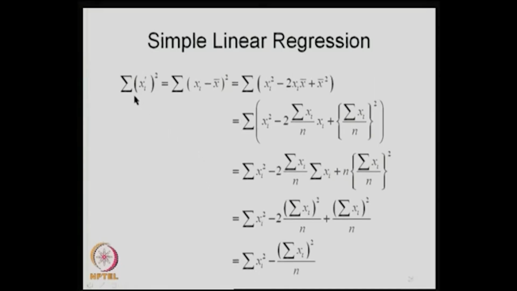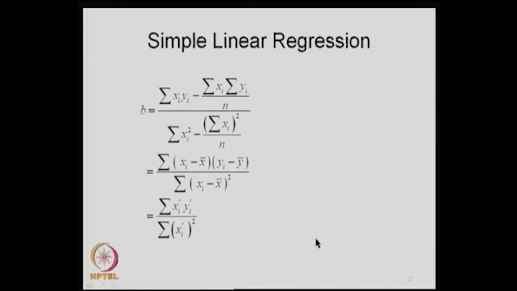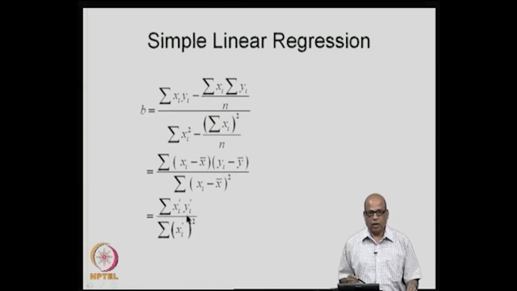And then we write this summation x I dash square, which is nothing but sigma of (x I minus x bar) the whole square. That turns out to be sigma of x I square minus (sigma x I) the whole square by n. Using these two expressions, we write b in a more useful and more elegant form as sigma x I dash y I dash divided by sigma x I dash the whole square.